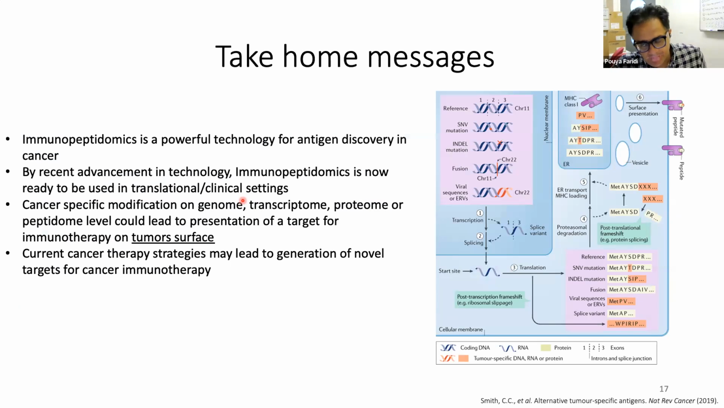Hopefully I convinced you that immunopeptidomics is a powerful technology for antigen discovery in cancer. And now, after all these advancements in technology, we can use it in a translational or clinical setting. Cancer-specific modifications at any level, whether genome, transcriptome, proteome, peptidome, or post-translational modifications like phosphorylation, if they are unique to cancer, then we can think of using them as a target for cancer immunotherapy. The good thing about peptide HLA or HLA peptides is that they are on the cell surface.